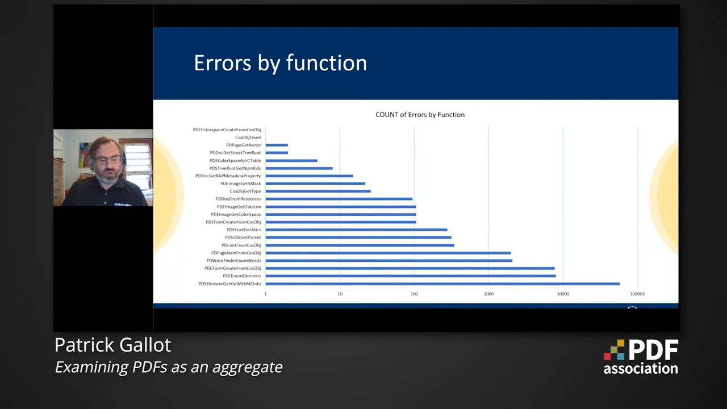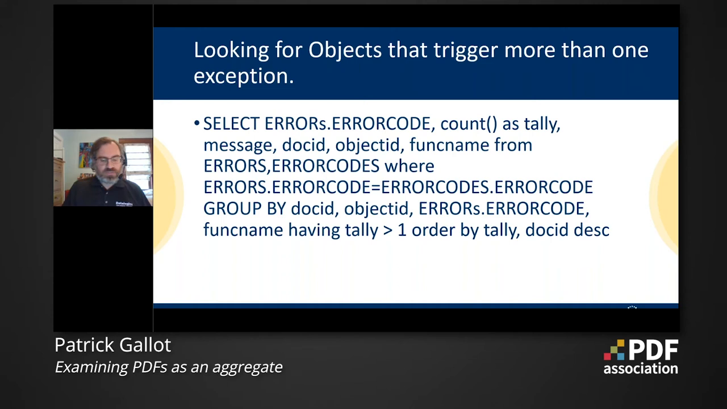But before I go there, let's take a different tack for a bit. With this query, we're looking for documents with indirect objects that trigger different exceptions for the same indirect object, which typically occurs when the object is passed to a different function, which handles the object differently. On the next slide, I've matched up some of these errors side by side to give you a flavor of that.